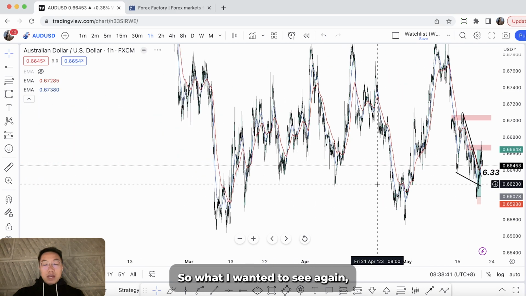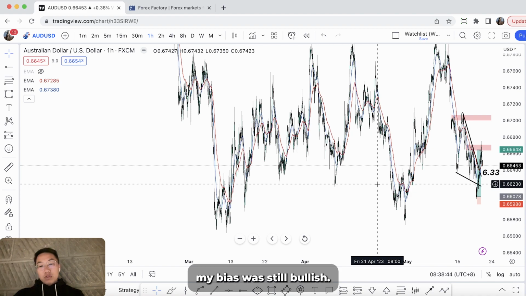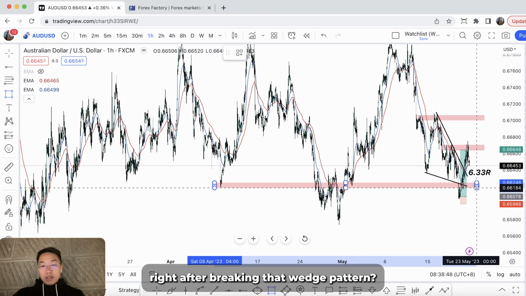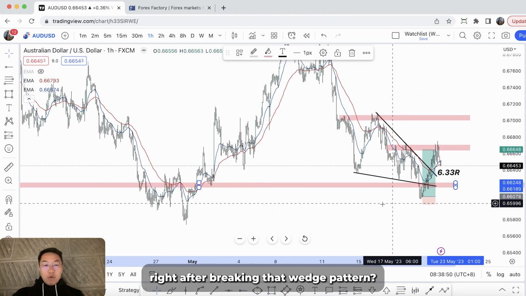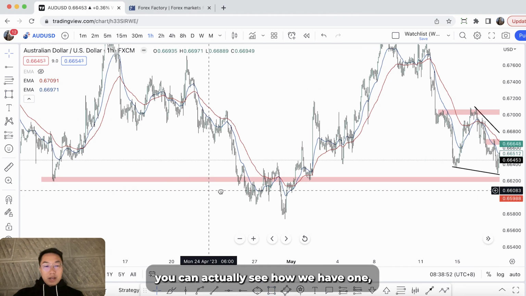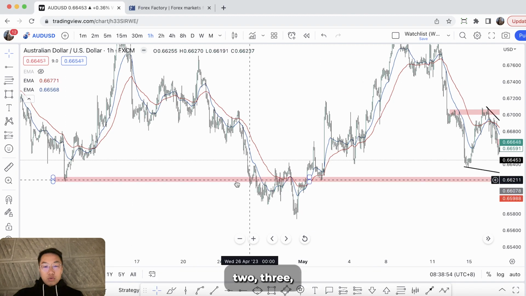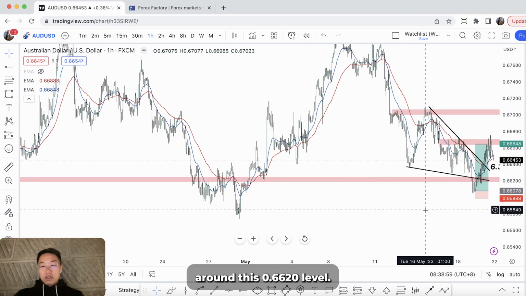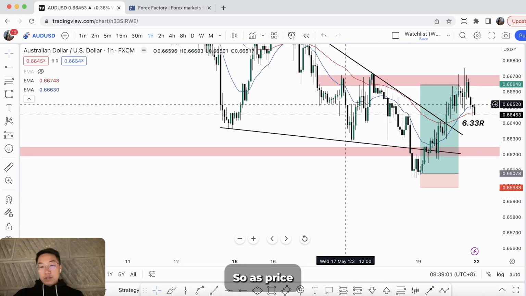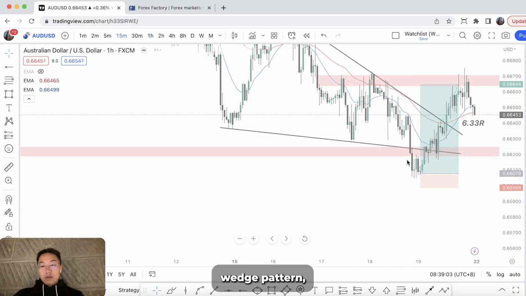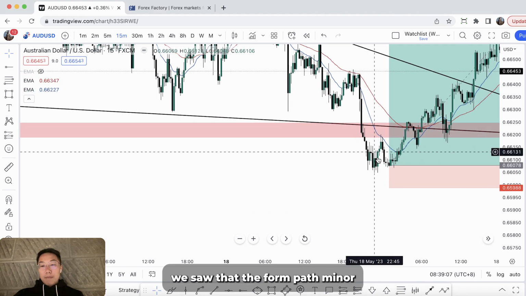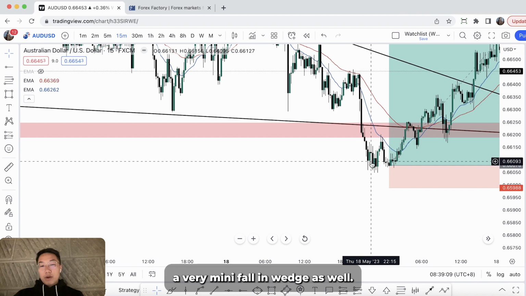So my bias was still bullish. What I wanted to confirm is, are we going to fail right after breaking that wedge pattern? Because if you look at the 1 hour chart, you can see here we have 1, 2, 3 multiple rejections around this 0.6620 level. As price broke under this wedge pattern, you can see on the 30-minute we started to form a very mini falling wedge as well.